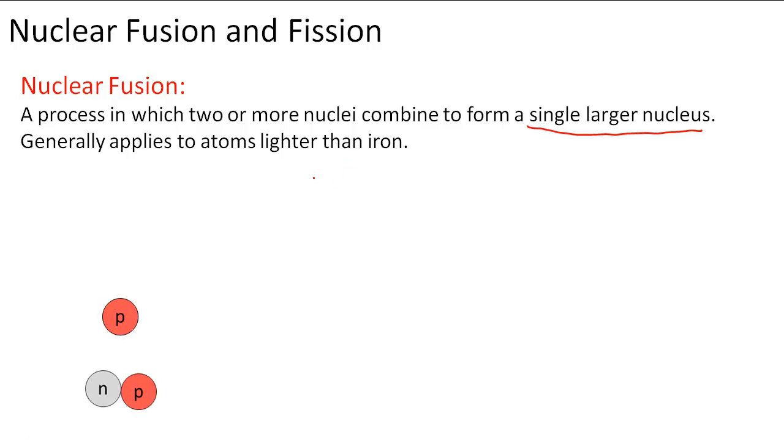So, for example, we have here a proton of hydrogen, and we have here hydrogen as well, except this one has a neutron. Then they come together to form one helium atom, right here, a larger nucleus than they had before. This is the type of power that powers the sun.